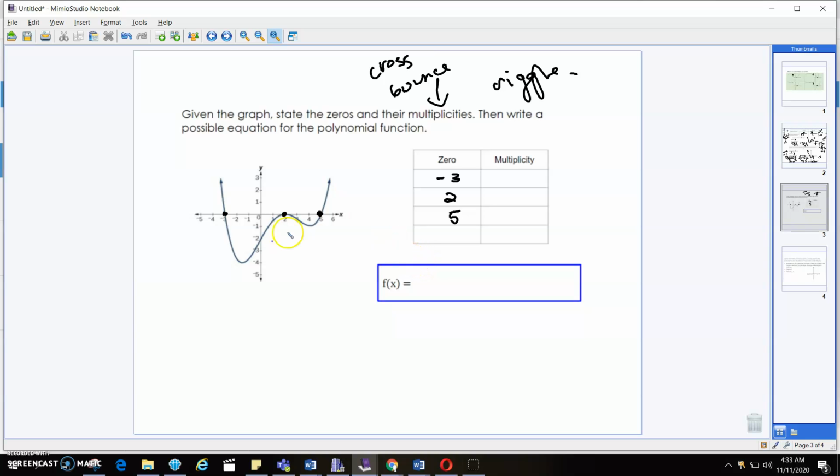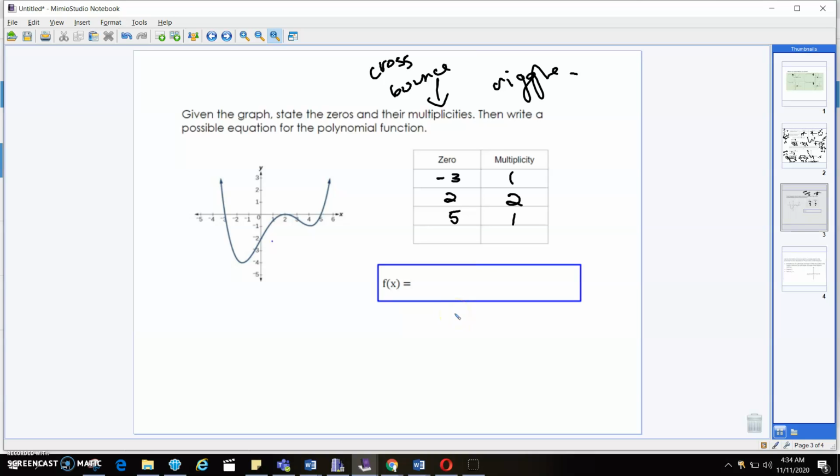Okay, so at negative 3, is it a cross, wiggle, or bounce? Well, it's a cross, right? So we've got a multiplicity of 1. At x equals 2, is it a cross, wiggle, or bounce? It's a bounce, so that's a multiplicity of 2. At 5, is it a cross, wiggle, or bounce? Well, it looks like a cross, right? Okay, so it looks like a cross. So we're going to put a multiplicity of 1 right now.